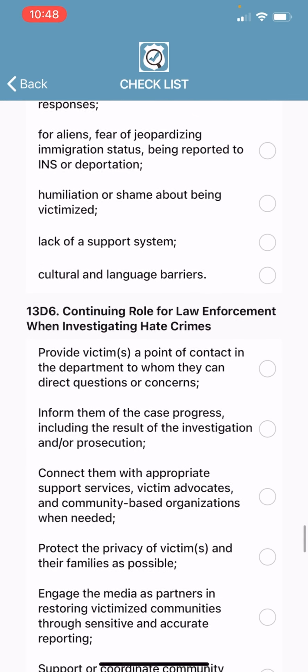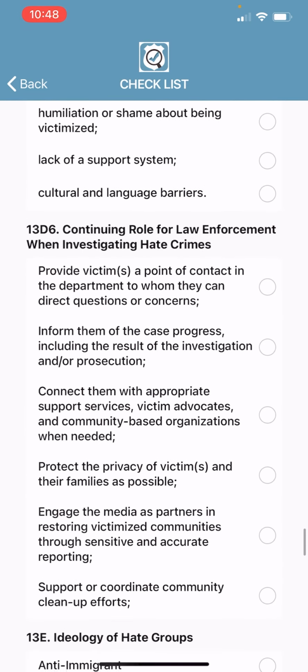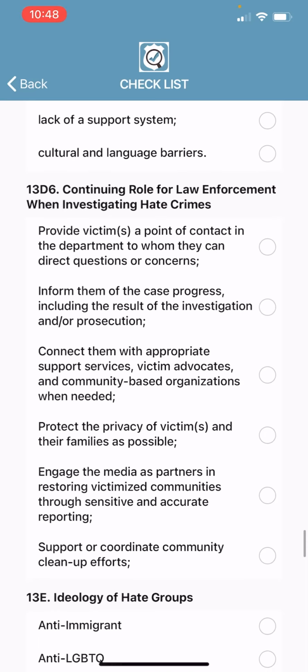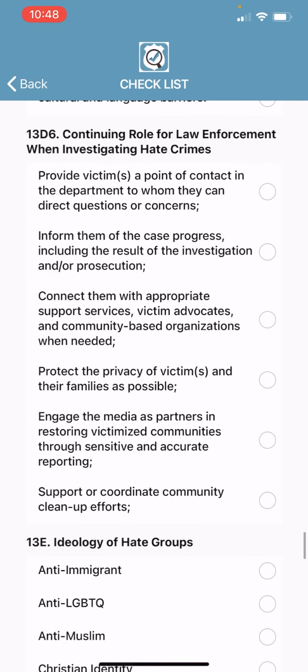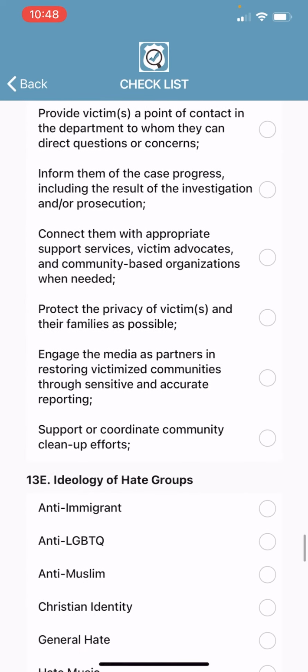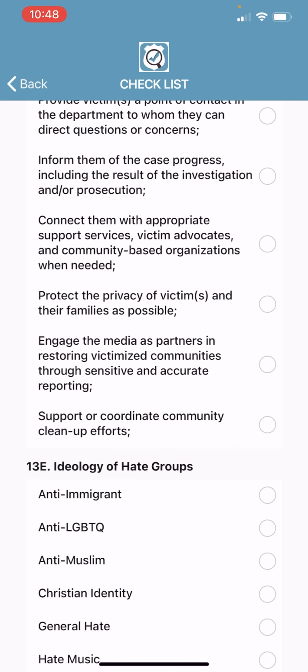13D6, continuing role for law enforcement when investigating hate crimes. What goes beyond your initial activities that you need to consider? What are those continued responsibilities?